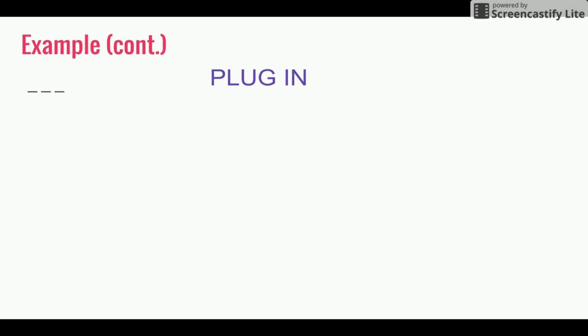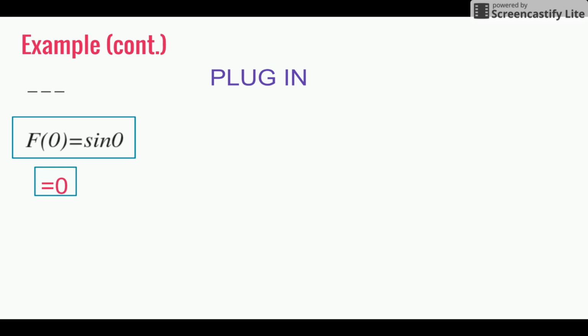So let's move on to the next page. I'm going to continue to work out this problem. This is the process of plugging in. This is the easiest part, so you just have to remember to do it. Our first x value is 0, so we find F of 0 equals sine of 0, which is just 0.